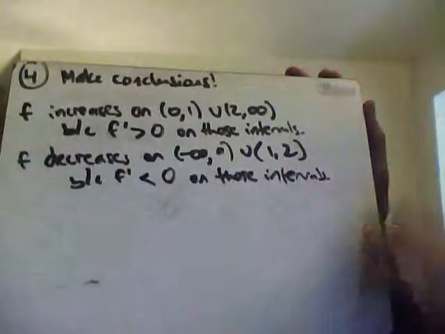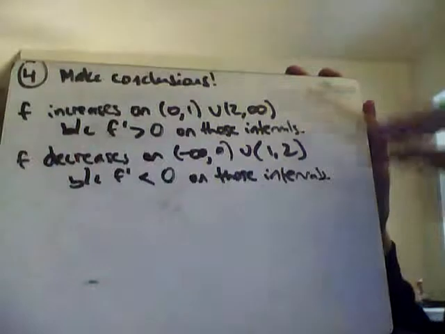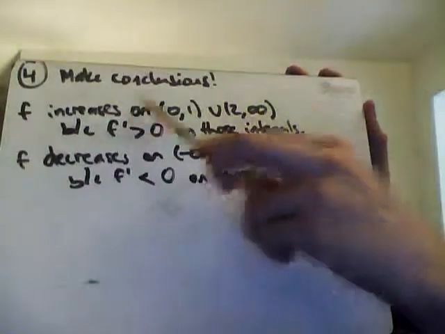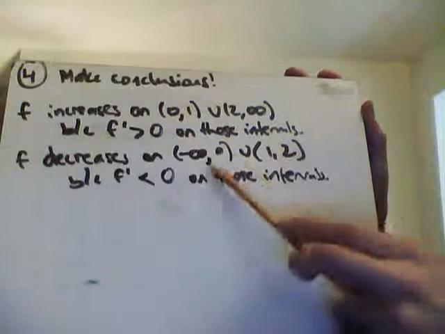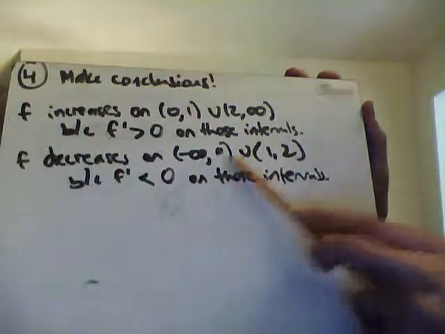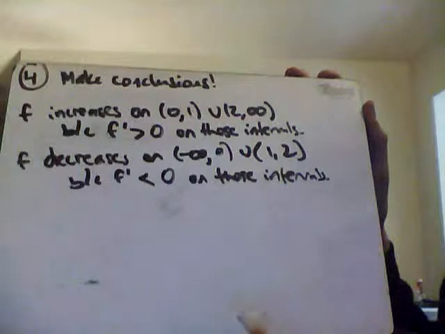Now, our conclusions. Looking at our sign test, we find that f prime is bigger than 0 on the intervals 0 to 1 and 2 to infinity, so f increases on those 2 intervals. F decreases on the intervals negative infinity to 0, and 1 to 2, because f prime is less than 0 on those intervals.